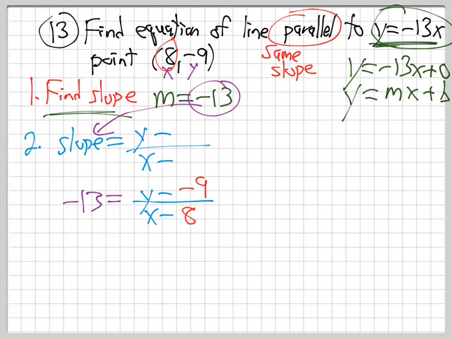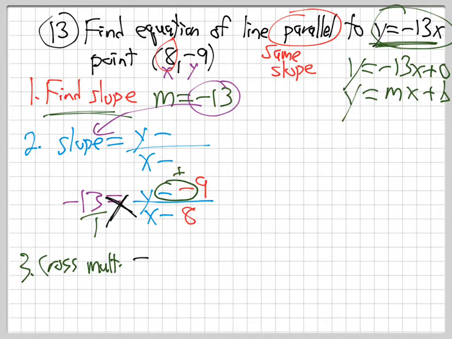y. See the double negative? What's a double negative going to do? Become positive. Then how do we handle this? We put over 1, we step through, we cross multiply, right? So we go diagonal, diagonal. Negative 13 times x minus 8 is 1 times y plus 9. Everybody see what happened there?